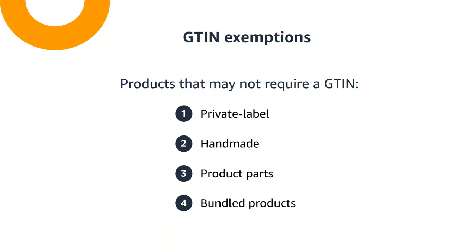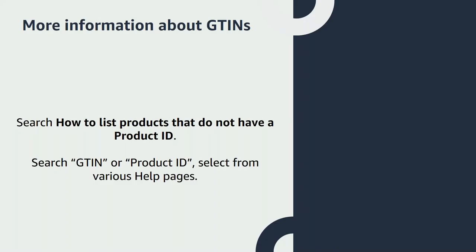In rare circumstances, a product might not require a GTIN. This can occur if you're selling private label or handmade products, or if you're selling products, parts, or bundled products. To learn more about applying for a GTIN exemption, search on Seller Central for our help page, How to List Products That Do Not Have a Product ID. You can also find more information about GTINs, including requirements by product category, by searching for GTIN or product ID.